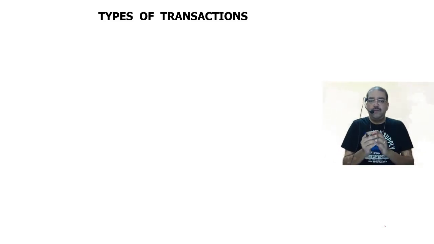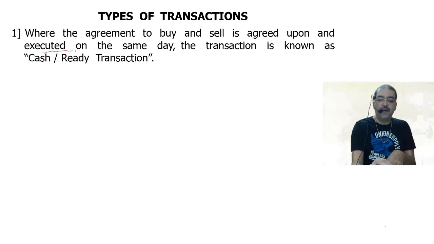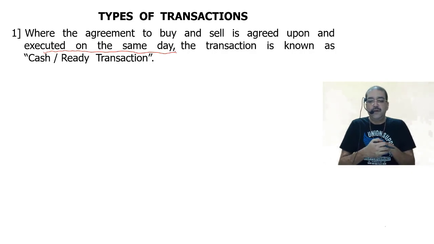Types of transactions, there are different types of transactions in Forex. For example, when I agree to buy and sell foreign currency and it is executed on the same day, that means I enter into a transaction to buy or sell foreign currency and the transaction is completed today on the same day, then it is known as a cash transaction or a ready transaction. Okay, so the first one is agreement to buy and sell is agreed upon and executed on the same day. Then the transaction is known as cash or ready transaction.